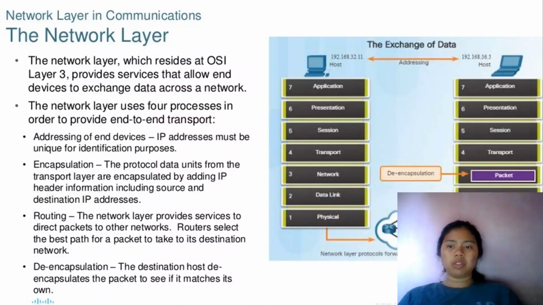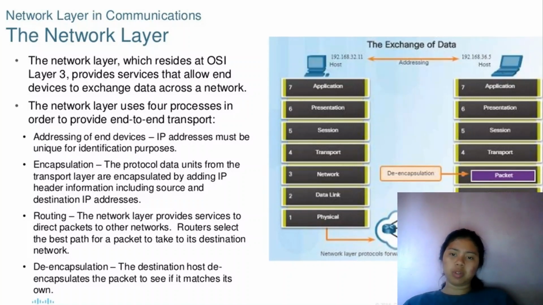Network layer protocols. The network layer, which resides at OSI layer 3, provides services to allow end devices to exchange data across a network. The network layer uses four processes to provide end-to-end transport: addressing of end devices, encapsulation, routing, and de-encapsulation.